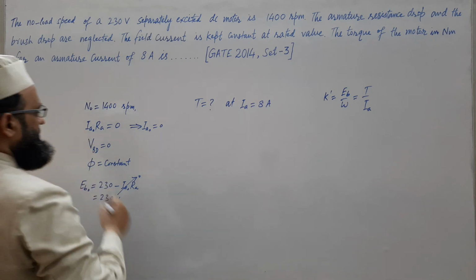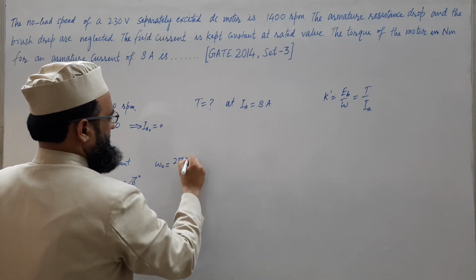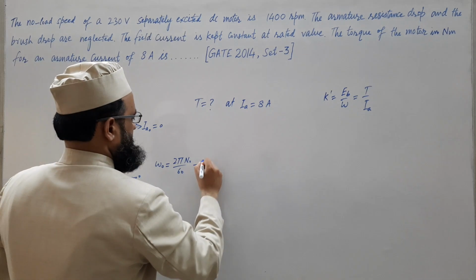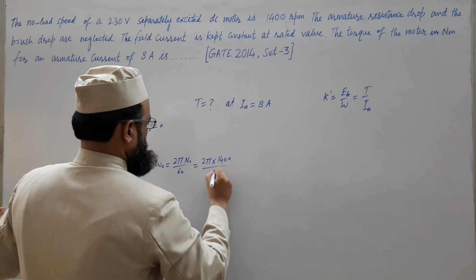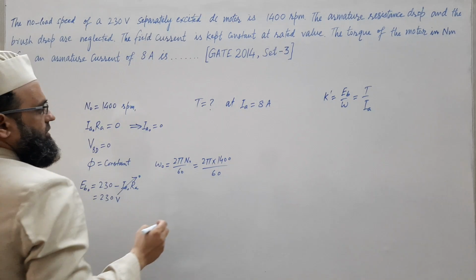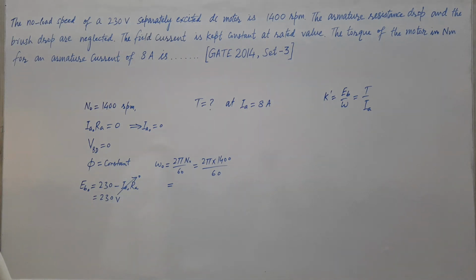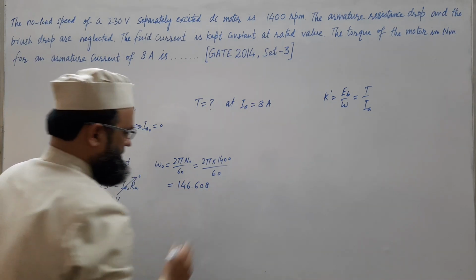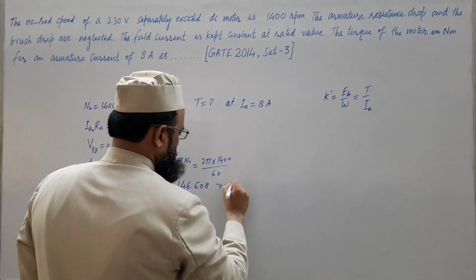EB0 is known. Now get omega 0. Omega 0 will be 2 pi N0 by 60, which is 2 pi into 1400 upon 60. This comes out to be omega 0 in my calculation 146.608 radian per second.